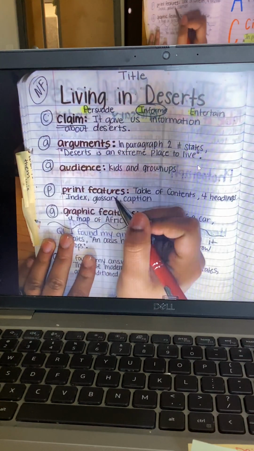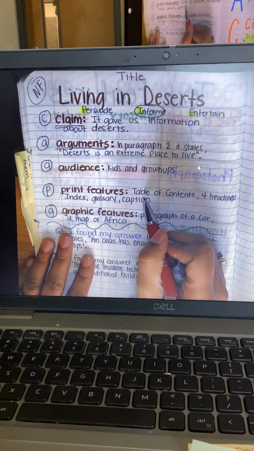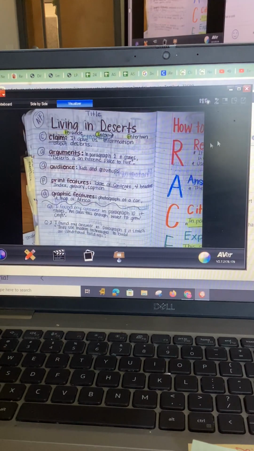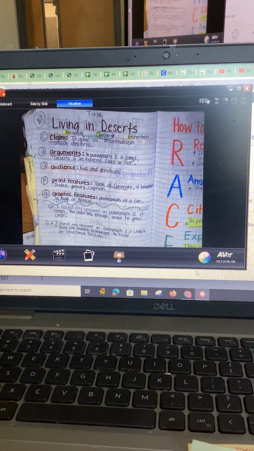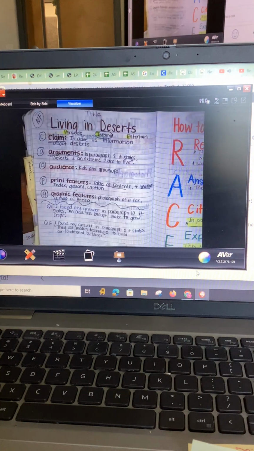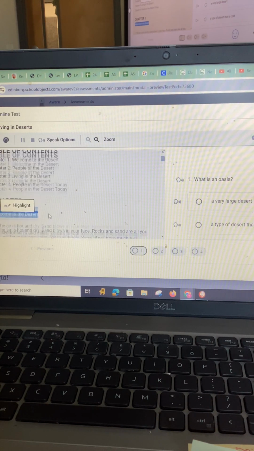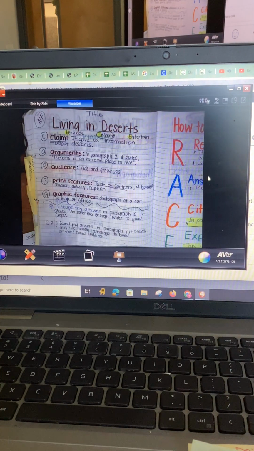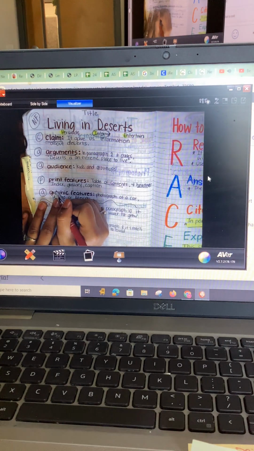Then print features, what are some things that they see? And this goes back to what I'm teaching this week, which is text features. We see table of contents. If we go back, we see table of contents in the very beginning. We see it right here, table of contents. The next thing we look for is headings. How many headings do we have? Those are the little titles that tell us what's going on in the paragraphs. We have one heading here, welcome to the desert. We have another heading here. And so what these strategies are doing is that they are reminding the students about text features. And they're giving them the chance that even before reading, they can already have some information.